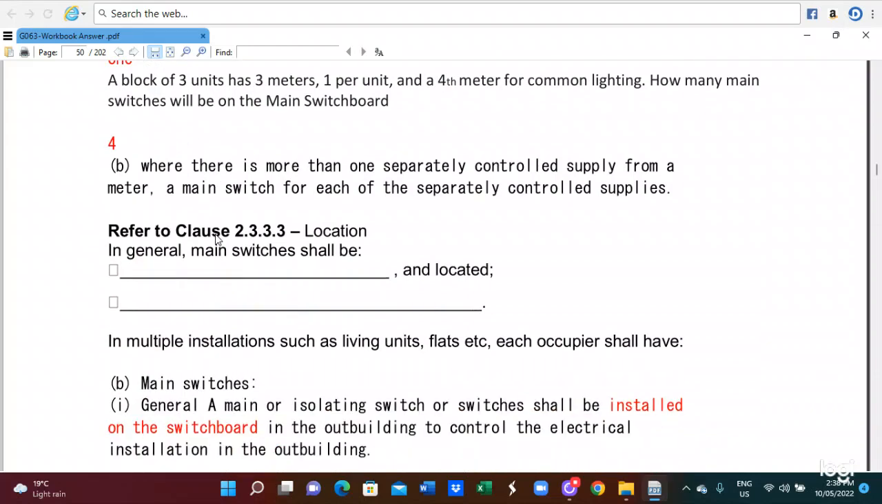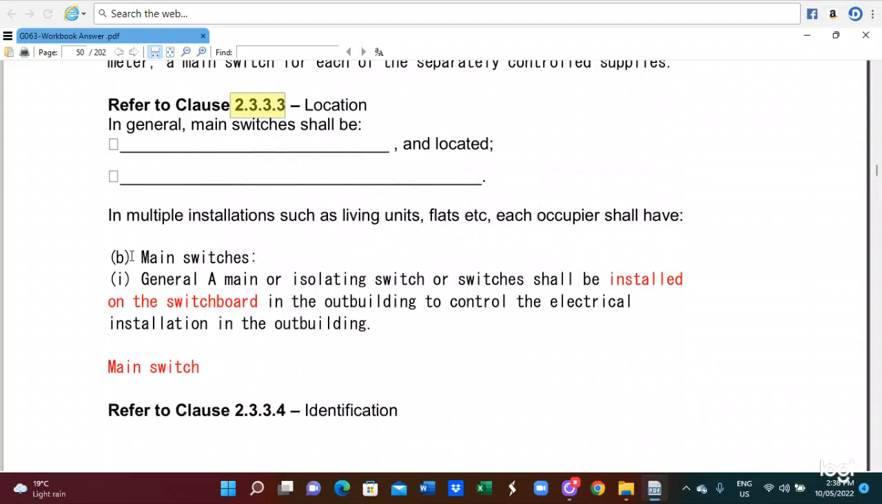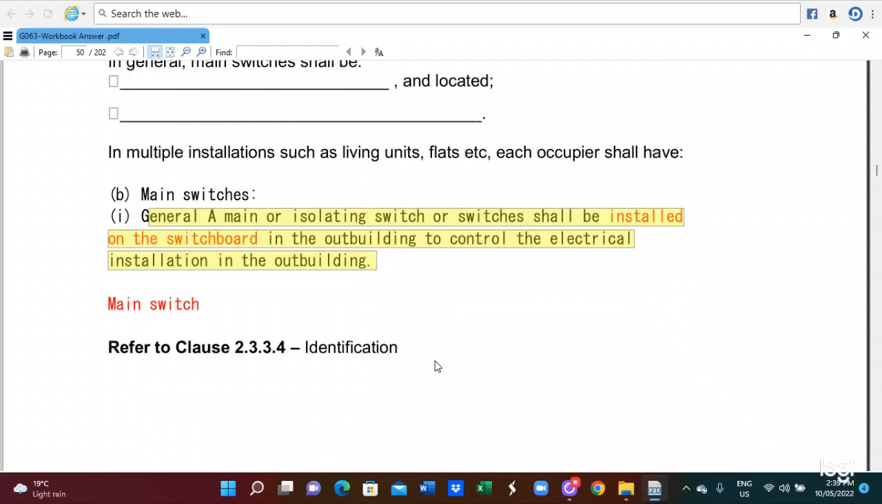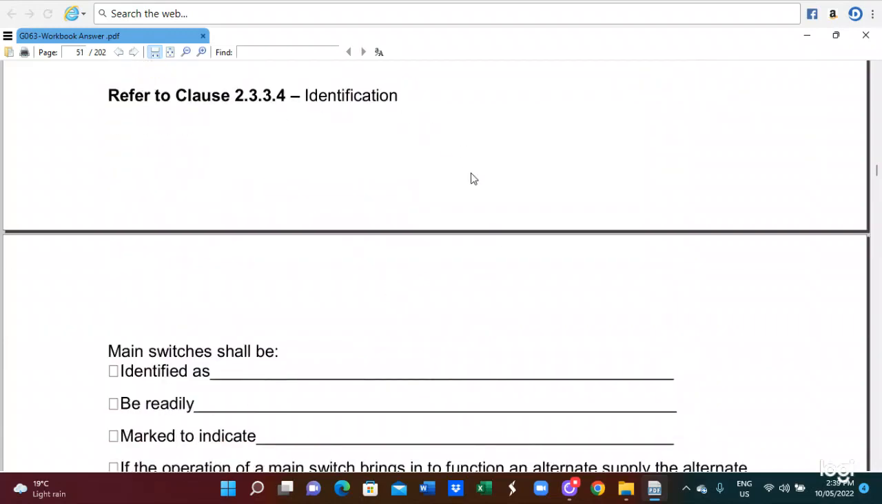Where there is more than one separately controlled supply from a meter, a main switch for each separately controlled supply, they must verify clause 2.3.3.3. This is the location. In a multiple installation, such as a living unit or flat, there must be a main switch, or general main or isolating switch, installed on the main switchboard in the outbuilding to control the electrical installation in the building. For main switch identification, you have to refer to clause 2.3.3.4.